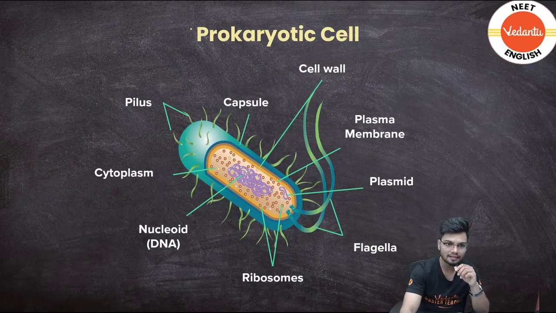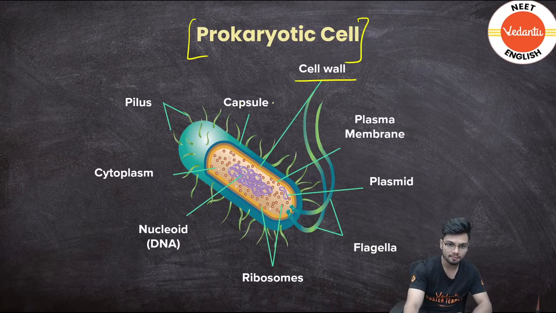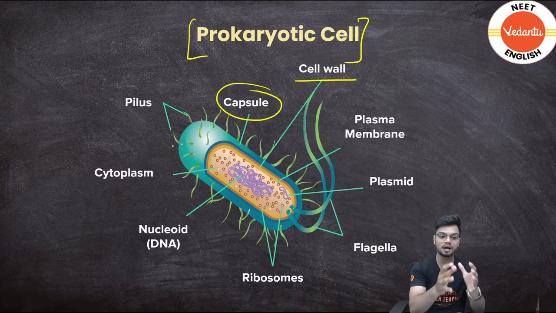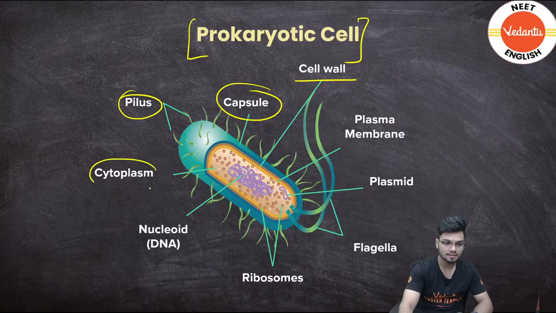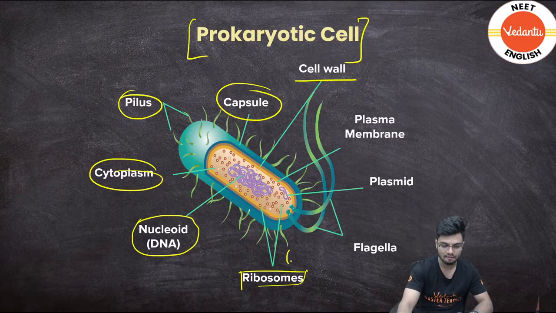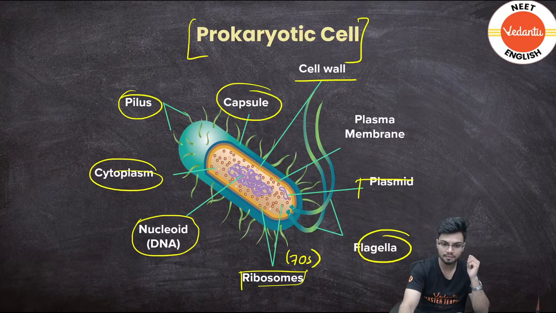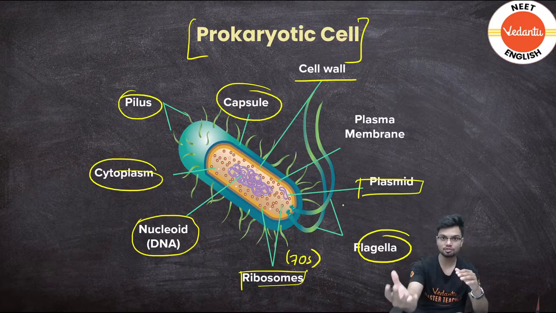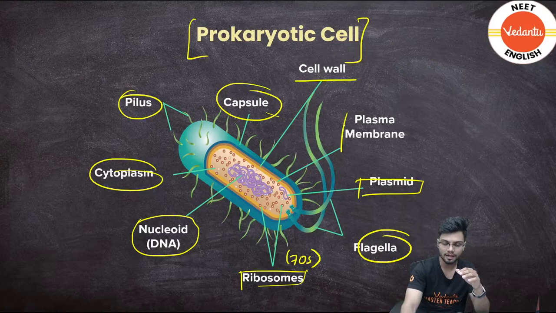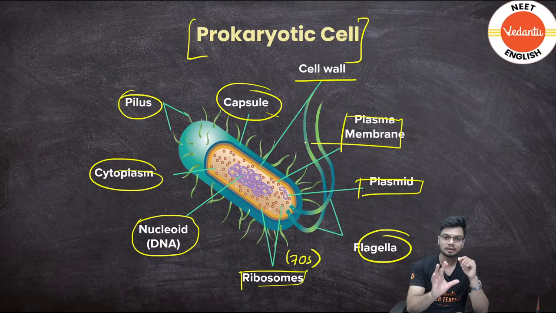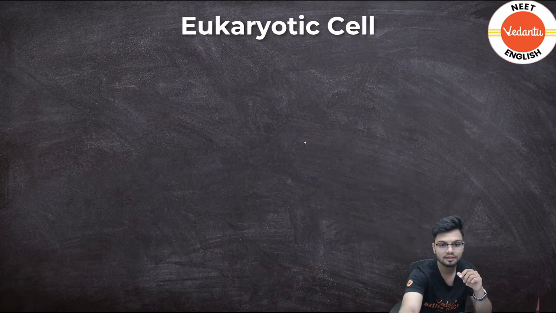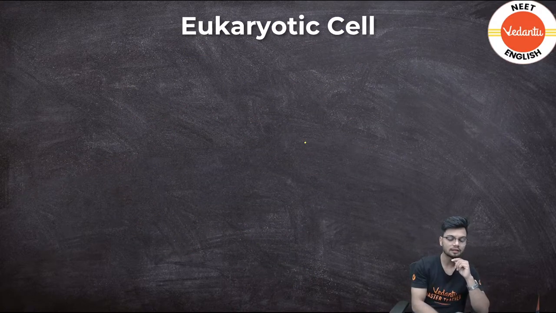Done. So this is the entire structure of your prokaryotic cell. It has a cell wall made of peptidoglycan. There is a capsule, that is glycocalyx, which becomes hard. Then we have pilus for attachment, cytoplasm inside, and the nucleus, that is the DNA. We have the 70S ribosome. Then we have the flagella, which has three parts, basal body, hook, and filament, which help in movement. Then we have the plasmid, extrachromosomal DNA, which is used in biotechnology. Then we have the plasma membrane. That is the end of the prokaryotic bacteria.